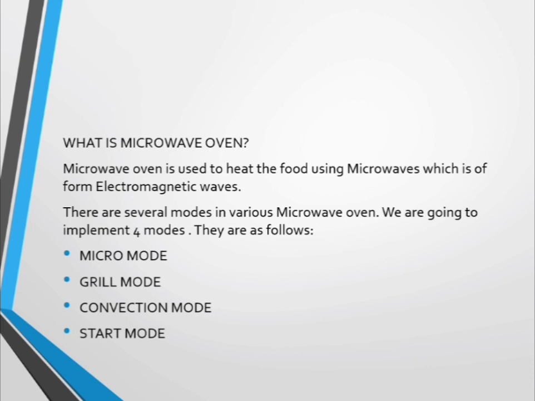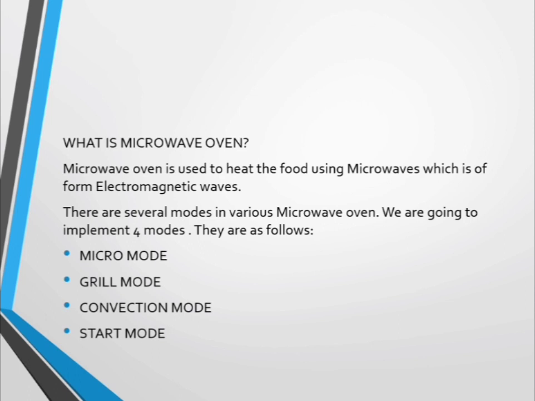Now let's look into the second mode, that is grill mode. Many microwave ovens have a grill element typically located on the top of an oven. In grill mode, the microwave oven uses the grill element to produce radiant heat. This mode is used for browning and crisping the top of dishes. It works similarly to a traditional oven's broiler.